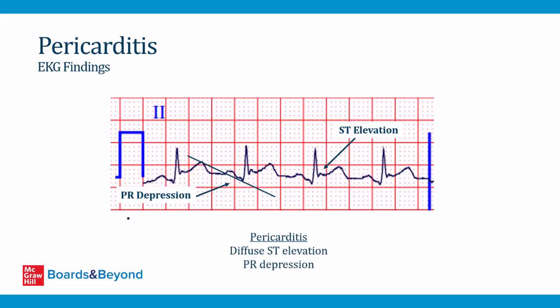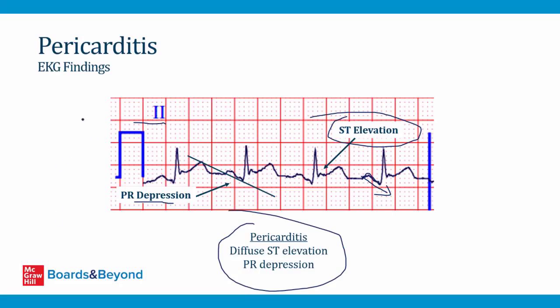And then I've zoomed in here on lead 2 so I can show you the second classic finding of pericarditis on EKG, and that is PR depression. So if we look over here, this is the start of the P wave, but then it finishes at a much lower point, sort of like it's going downward like this. That's PR depression. So PR depression, along with diffuse ST elevation, are the two classic EKG findings of pericarditis.